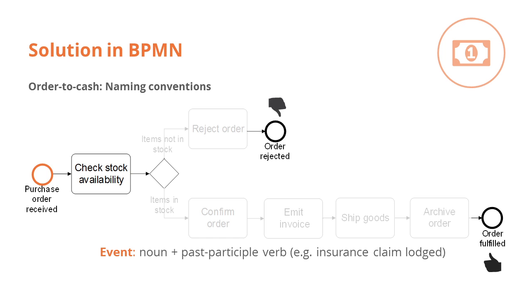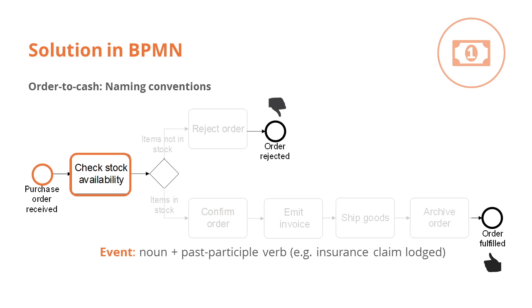Order fulfilled, insurance claim lodged, or purchase order received. We use a verb in the past participle tense to indicate that an event is executed instantaneously. It's immediate. It doesn't take time.